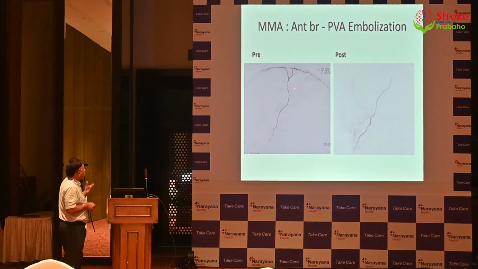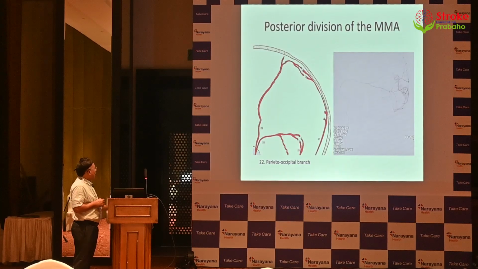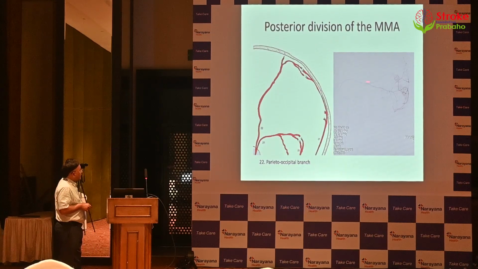So we used particles. The particles were 50 to 150 micron in size. Then we went to the posterior division. We can see again there is a blush here.